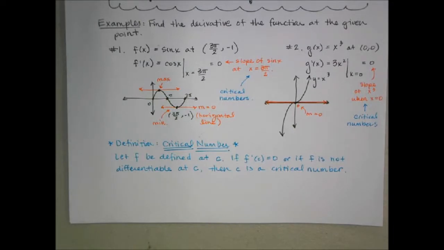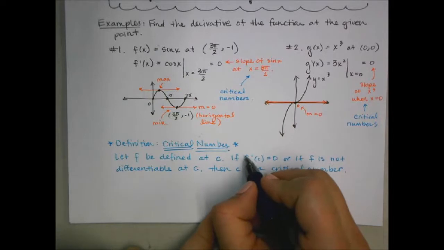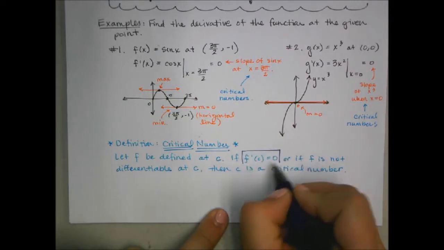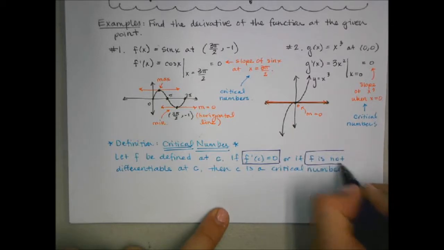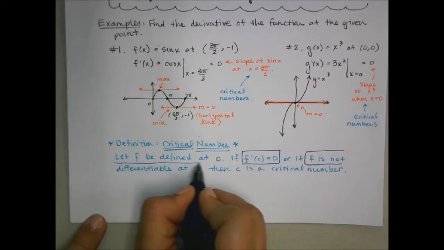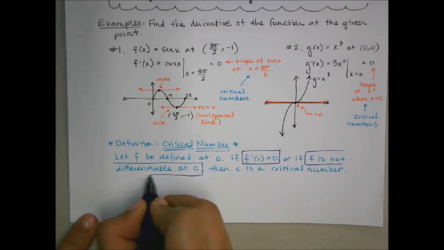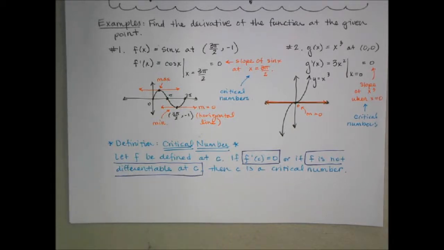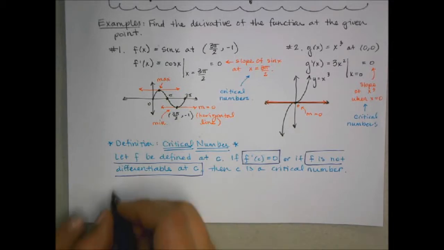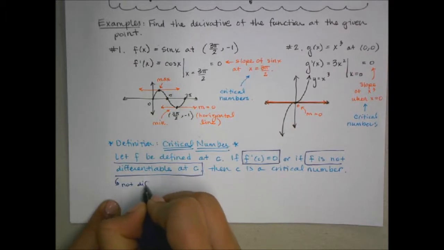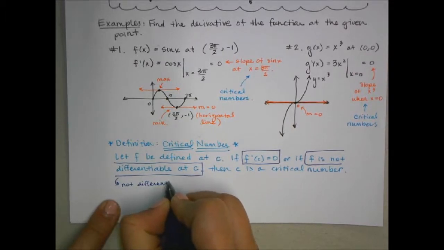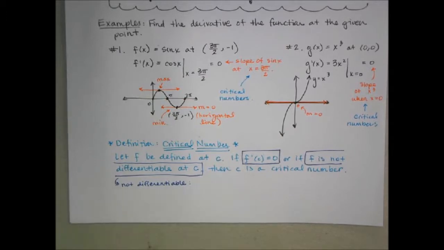Up with two things. A critical number is if my derivative has a value of 0, or if my function is not differentiable at a value. So let's talk about how we know when a function is not differentiable. These are things you'll have to pay attention to as you come across different functions.